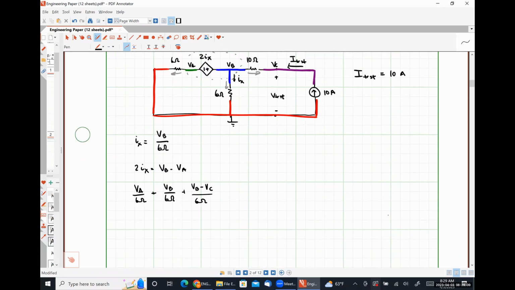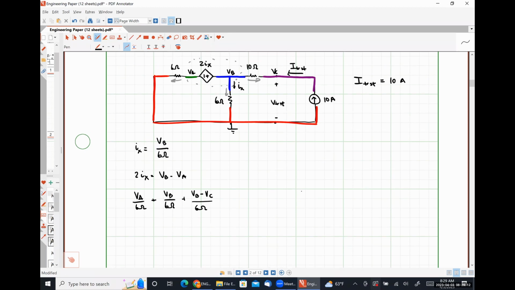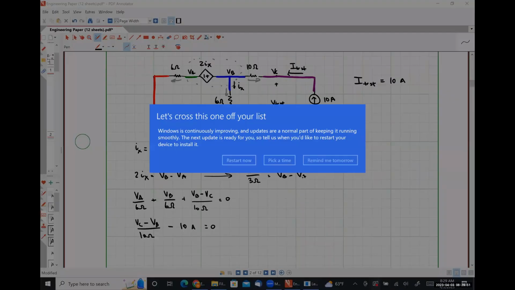Then we have our KCL at C. So that's going to be VB minus VC over 10 is equal to 0. And then we have VC minus VB over 10 ohms minus 10 amps is equal to 0. So I'm going to just make a substitution here. So this is going to be VB over 3 ohms is equal to VB minus VA, because twice VB over 6 is 1 VB over 3.